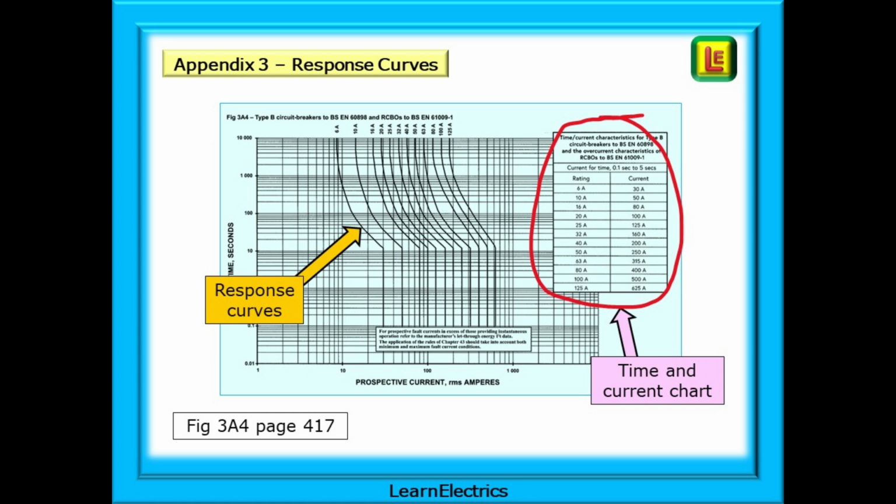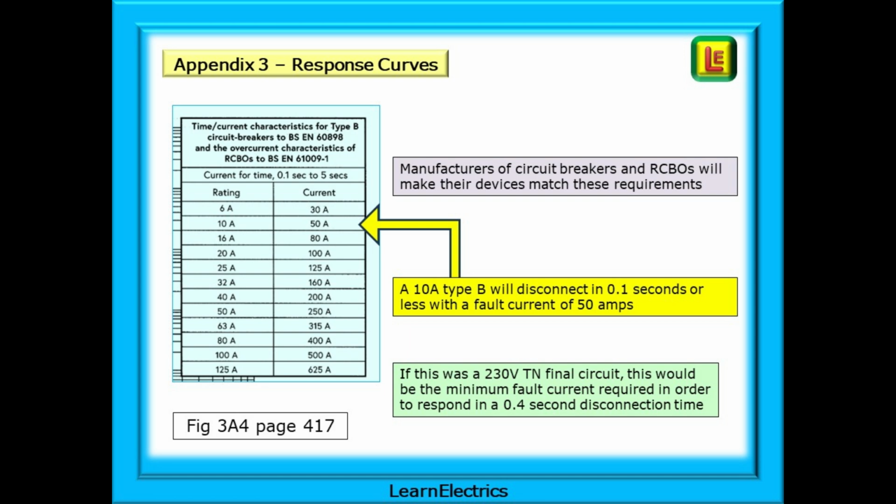We don't need the curves though. We are interested in the little chart at the top right. This is the time and current chart. How many amps of fault current are needed to trip the device within the specified time? Manufacturers of fuses, circuit breakers and RCBOs will make their devices match these requirements. The yellow arrow is showing us that a 10 amp Type B device will disconnect in 0.1 seconds or less with a fault current of 50 amps.